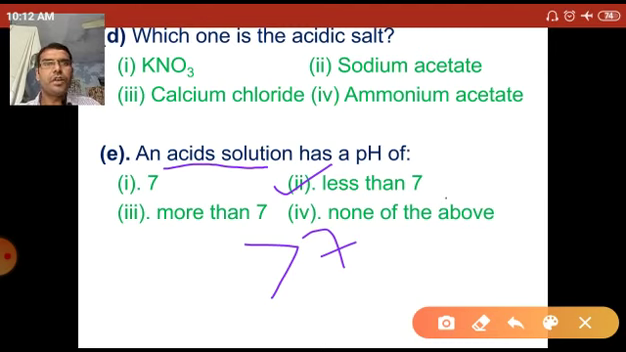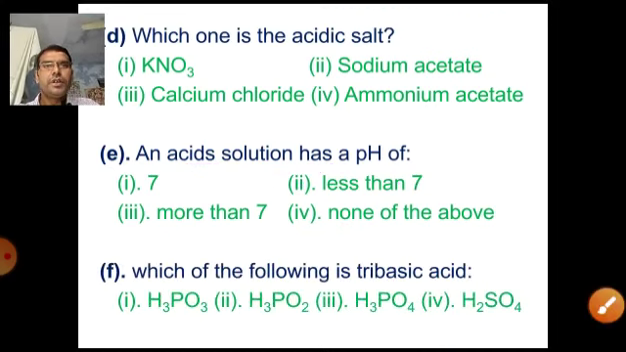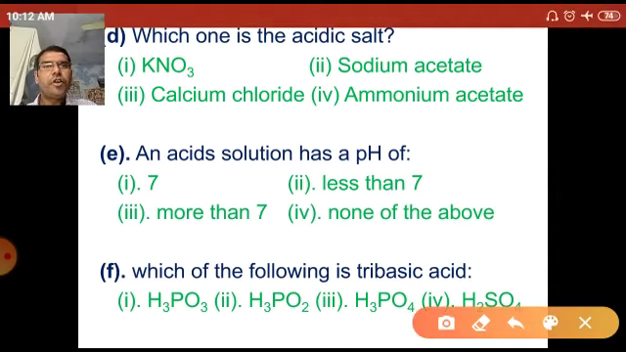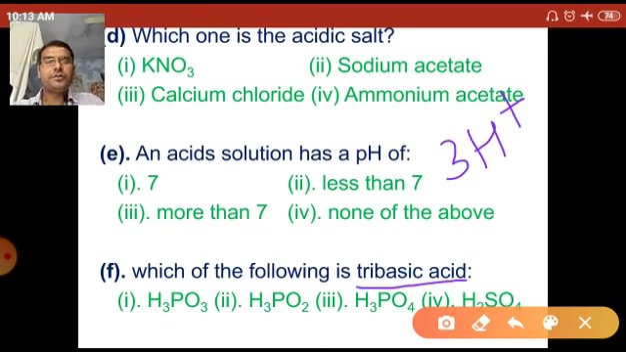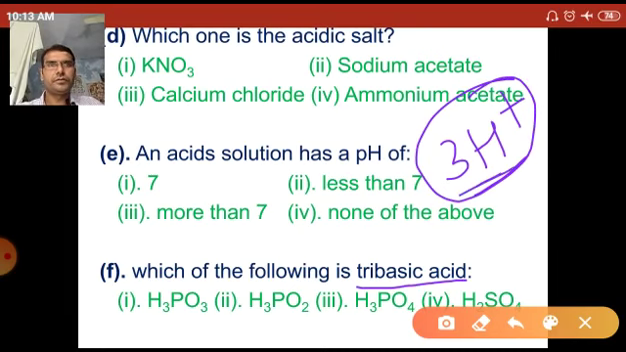So here, the second option is the right answer. Now the next question: which of the following is a tribasic acid? Tribasic means the acids which release 3 H plus, or 3 hydronium ions, when dissolving in the aqueous solution, or in water. During ionization, if it releases the 3 H plus ions, H3O plus, then that acid is called a tribasic acid.